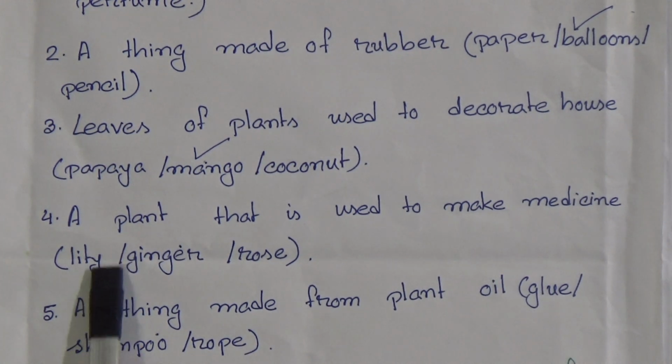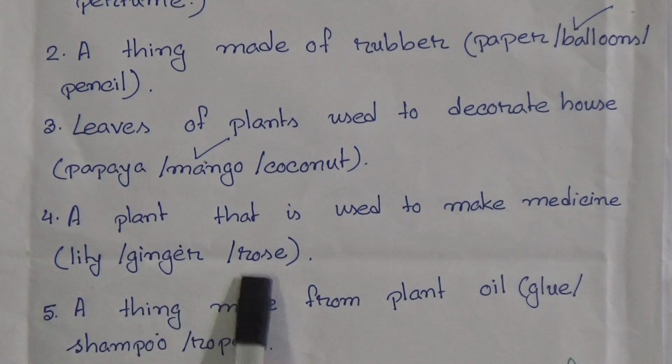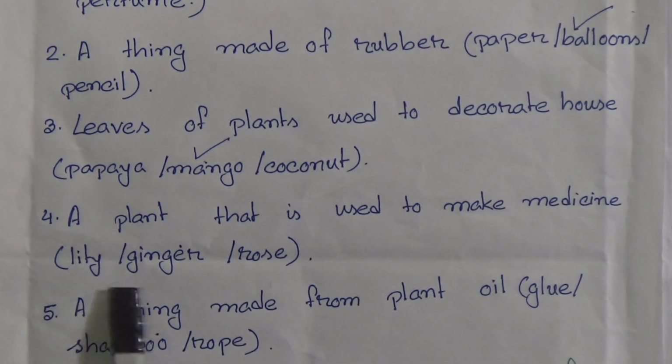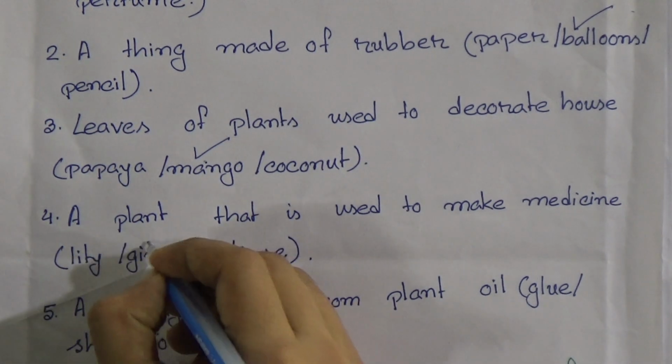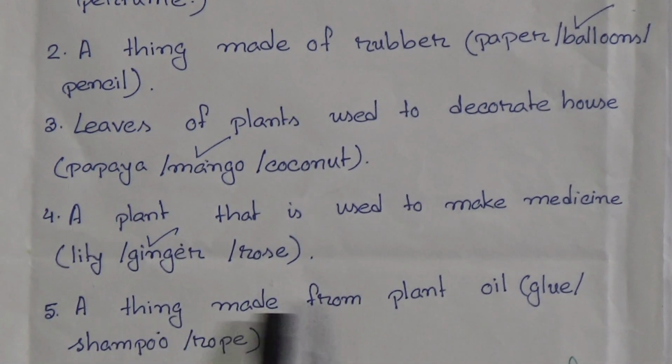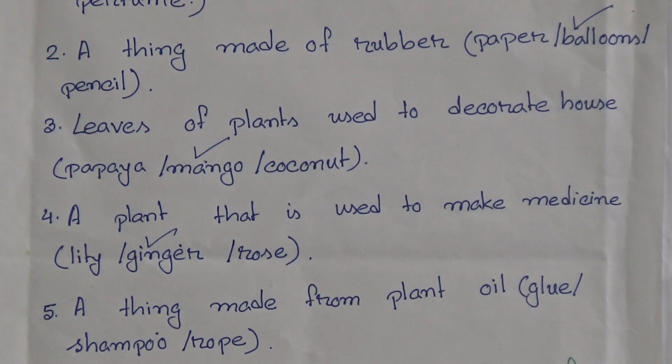Number 4, a plant that is used to make medicine. Options: lily, ginger and rose. We know that a plant used to make medicine is ginger. From ginger we make different kinds of herbal medicine, so we put the tick mark on ginger. Number 5, a thing made of plant oil: glue, shampoo and rope. Shampoo is made from different kinds of plant oil, so we put the tick mark on shampoo.